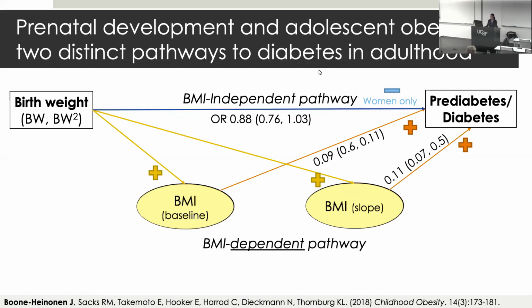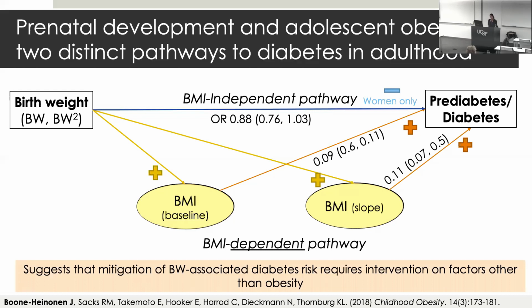Okay, so our takeaway from this is that if we want to mitigate these prenatal processes, so mitigate the birth weight associated diabetes risk, and we only focus on obesity and weight gain, we may be missing a really important process. Okay, so we might need to focus on physical activity, maybe different types of physical activity that could mitigate things like pancreatic deficiencies. Okay.